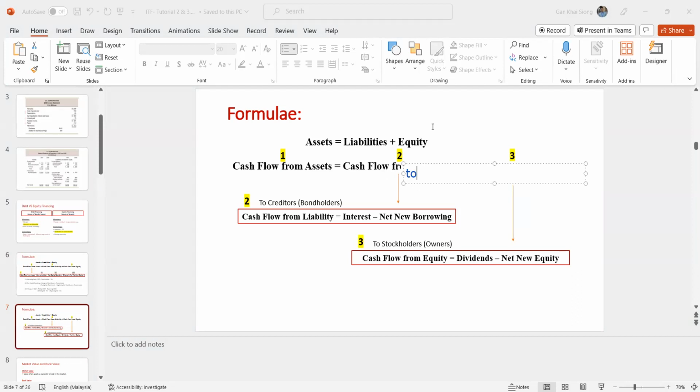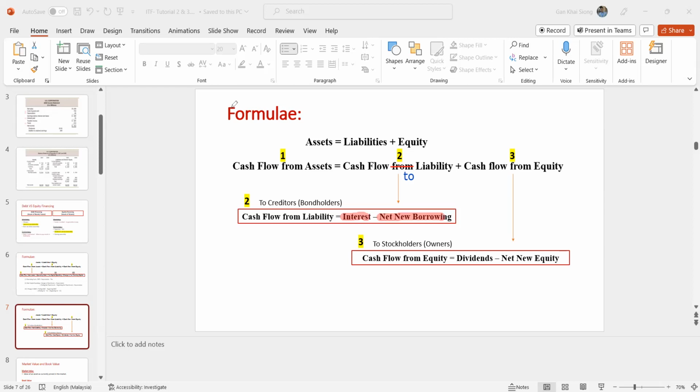Remember, cash flow to liability means the cash that I need to use to pay the creditors, the people that we owe money to. When we pay the people that we owe money to, we have to pay interest, right? We borrow money, we have to pay back interest. So interest is something that I have to pay, minus any net new borrowing, because in that year, maybe instead of paying back, I borrow some more money. So we need to look into any net new borrowing.